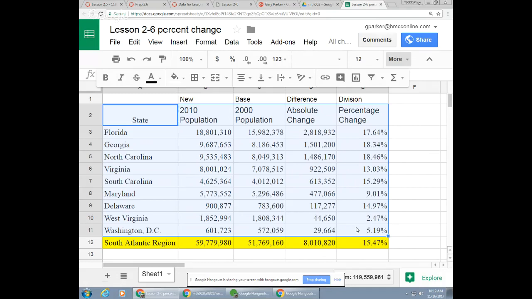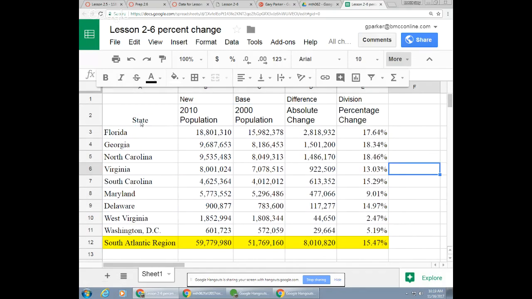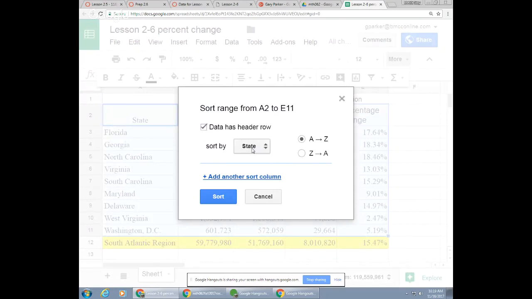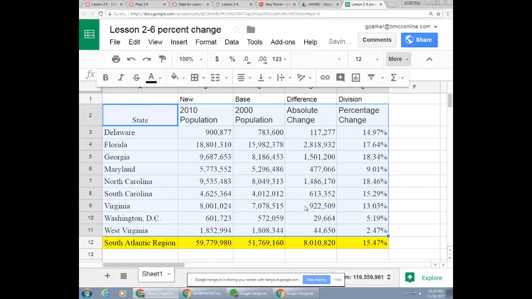Yeah, so super important, highlight everything first, because if I didn't do that, if I just, let me do this. Let's put them in alphabetical order first. So sort range by state.